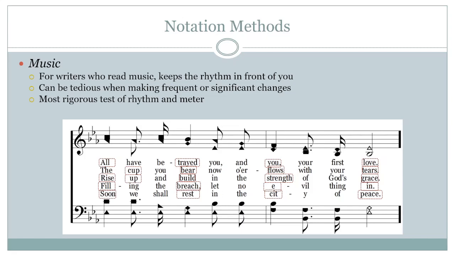If you're overhauling a whole verse or rearranging things or deciding, you know what, all these lines, first line, third line, they all need to be changed for the meter. It's a pain to do it in music notation software versus just retyping them in Microsoft Word or even redoing them in a spreadsheet. Those are all easier.